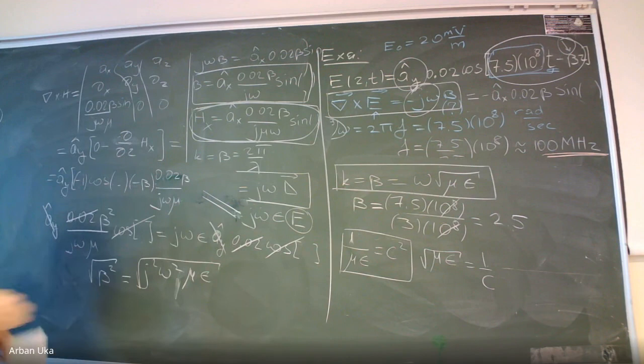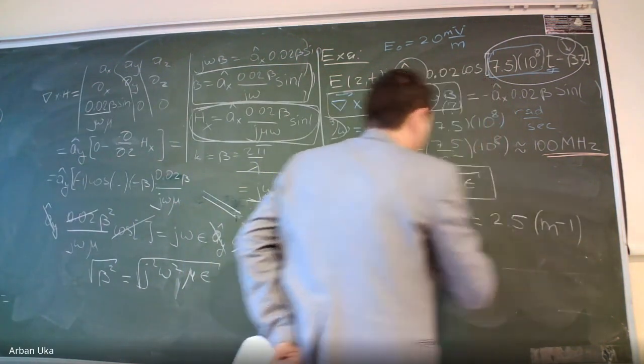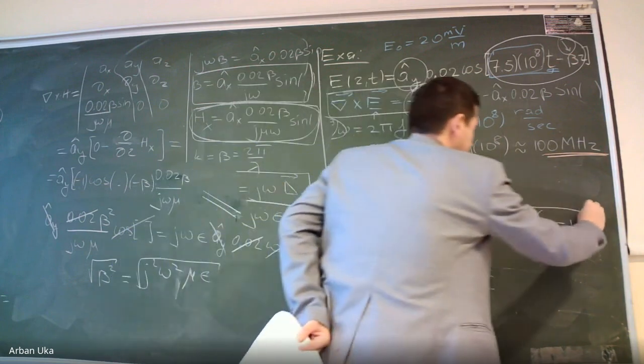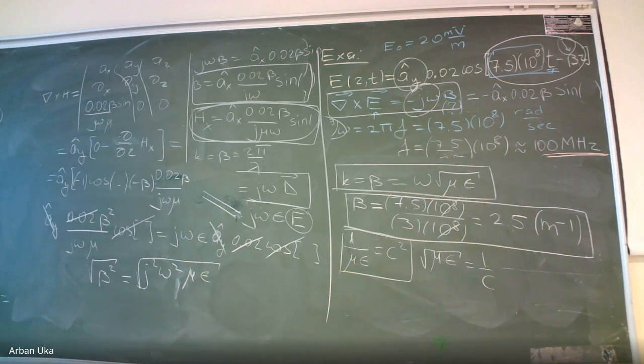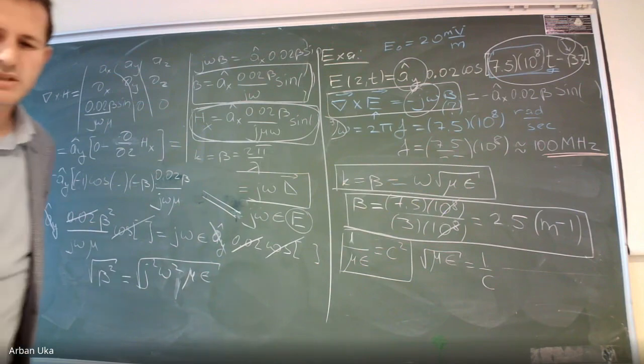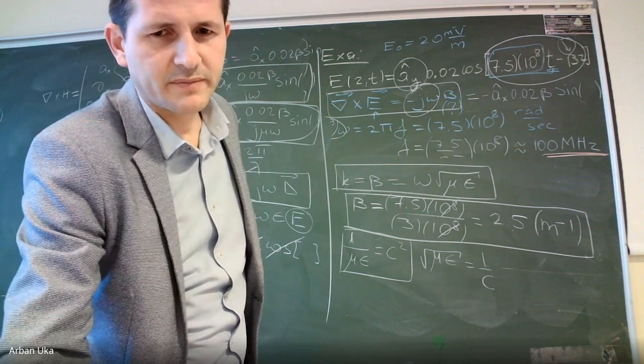Oh, so this beta, it ends up to being something like, if you didn't do any mistake on the way, beta is equal to 2.5 meter inverse. Okay, so the unit of this one is the inverse of the space parameter. Is there any question? Andy, Egi?